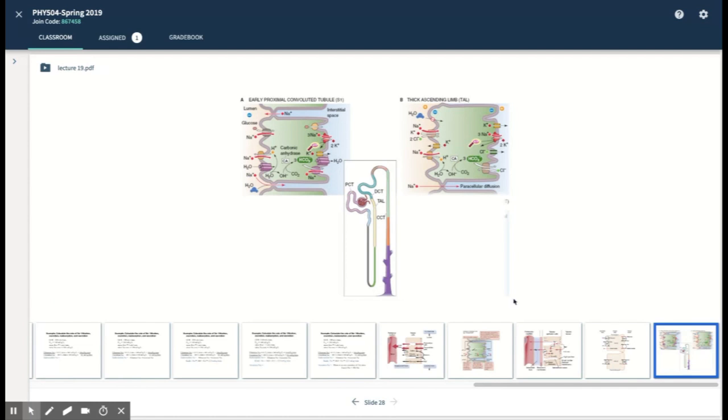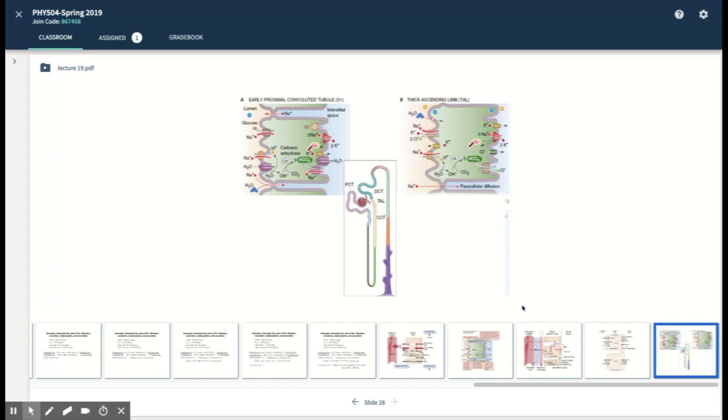For your thick ascending limb, this is going to be a fun one. You guys are going to probably spend quite a bit of time looking at an enlarged figure of this that we're going to get to a little later on because there's a lot of stuff happening in the thick ascending limb. But as an initial introduction, what do you notice about the luminal voltage at this point?